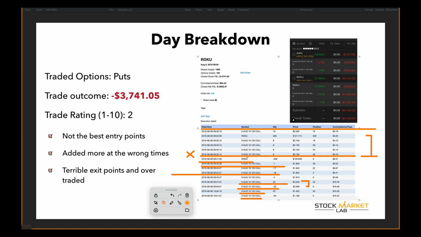So my entry points on this, I think, were terrible. I added at the wrong time. I overtraded like crazy. My exit points were bad. And even giving it a 2, and I think the only reason I'm not giving it a 1 is because legitimately I'm very happy that I was still able to lose only 4,700.